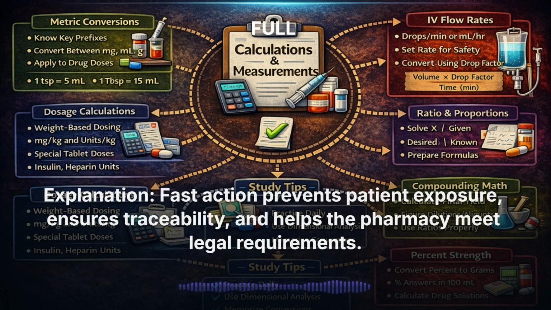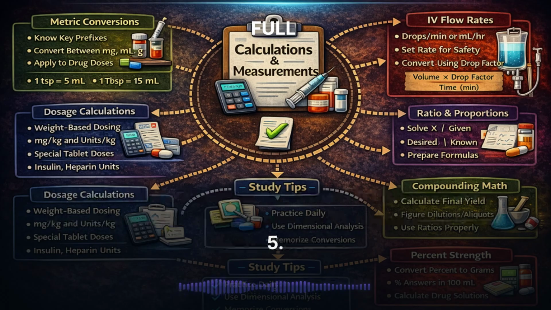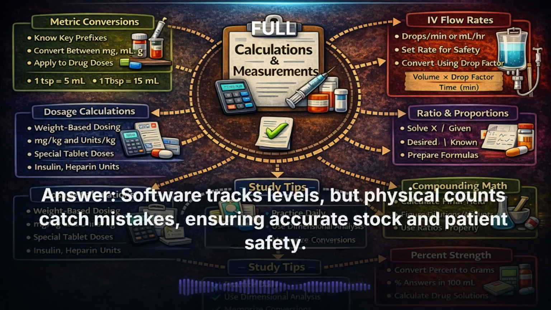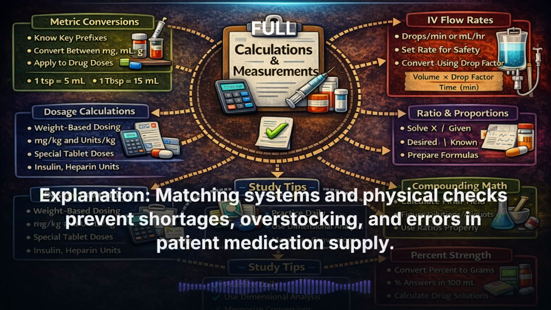Fast action prevents patient exposure, ensures traceability, and helps the pharmacy meet legal requirements. 5. Why do we use inventory software and perform physical counts to match records each week? Software tracks levels, but physical counts catch mistakes, ensuring accurate stock and patient safety. Matching systems and physical checks prevent shortages, overstocking, and errors in patient medication supply.